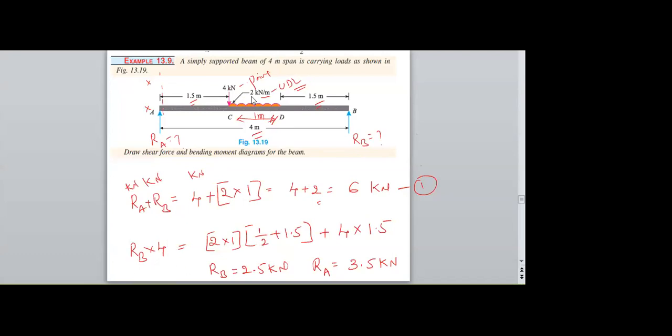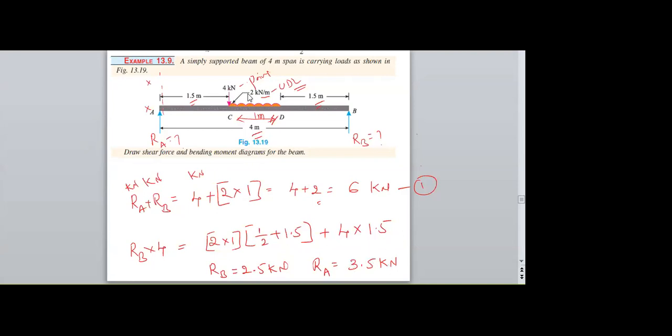Next, the UDL is converted into a point load, that is 2 into 1. And the distance from A is nothing but 1 by 2 plus 1.5, that is the distance from A. And next, the point load of 4 into distance 1.5.